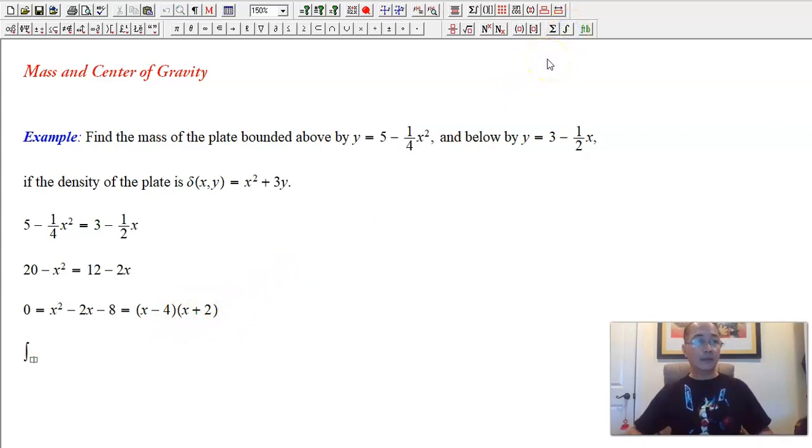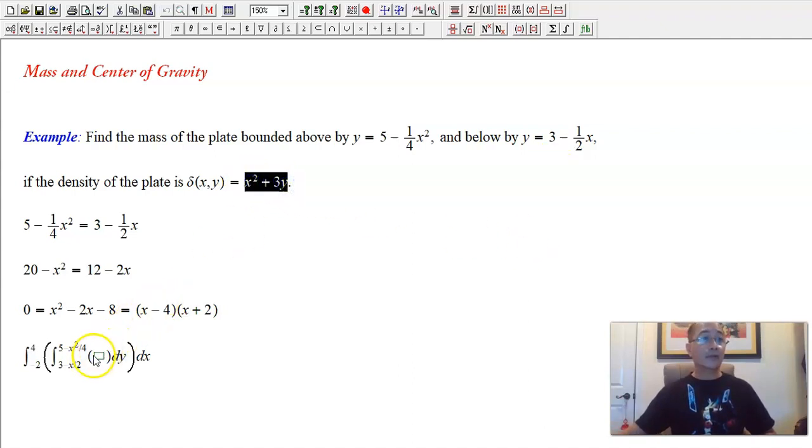Okay, so we need the integral from -2 to +4, and the outer will be dx. We are scanning with type 1. The inner is our dy, and our integral will be from, we said the lower limit is the line, so that's this one, (3 minus x) over 2, looks better that way rather than with the fraction, and (5 minus x squared over 4). Okay, and our density is over here.